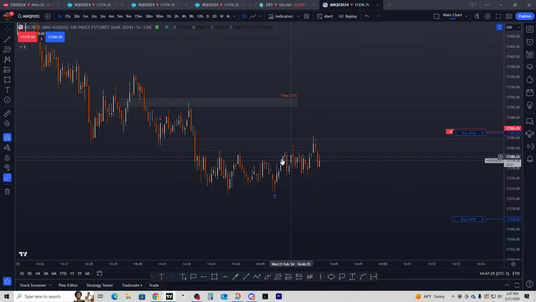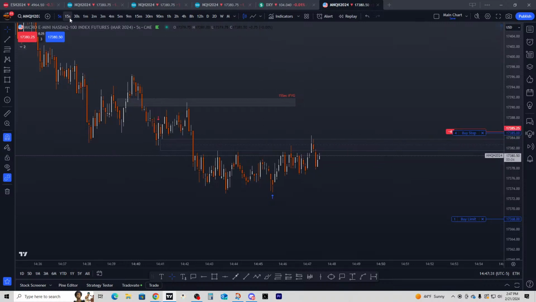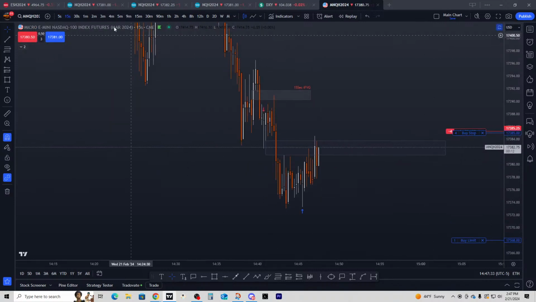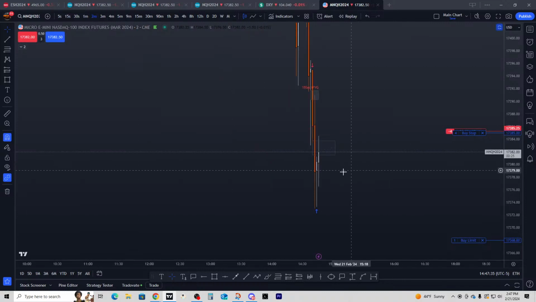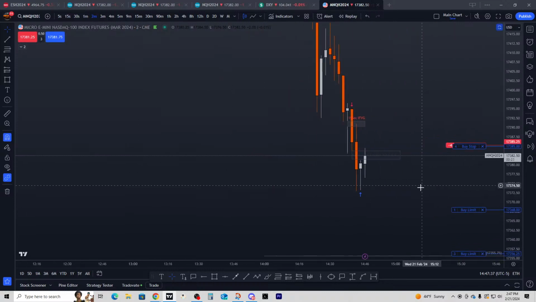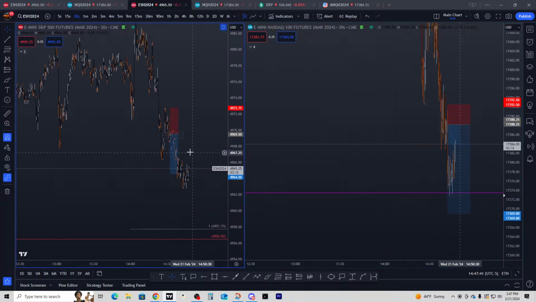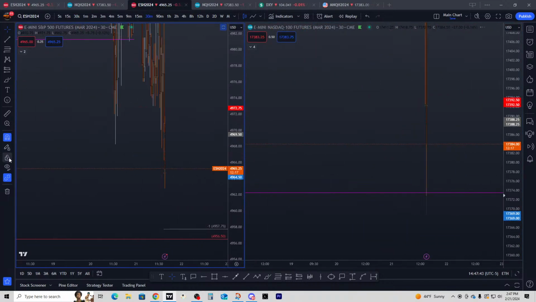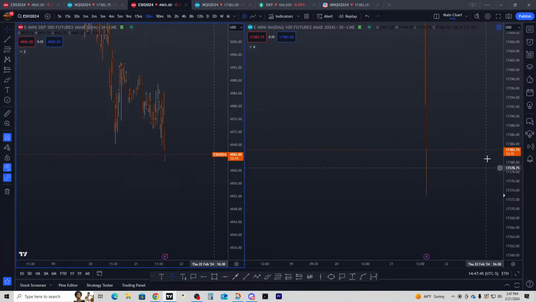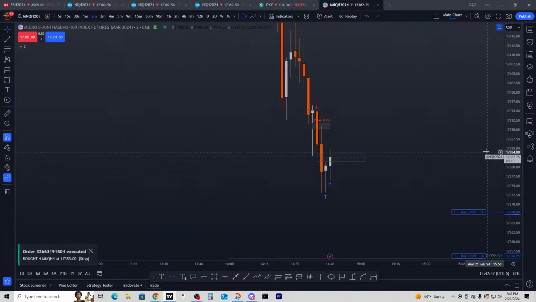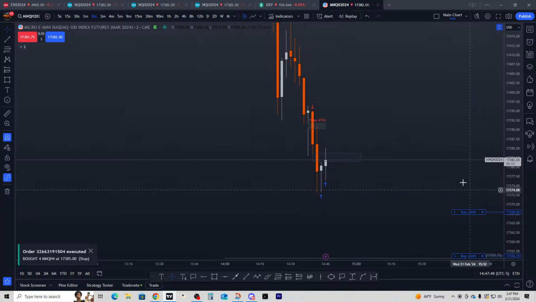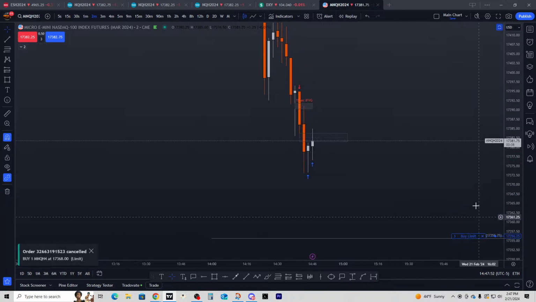5-second inverse here. Took out the internal high. Like I said, I don't really care what happens here. Okay, we just got hit out. Watch it go lower now. I don't really care. Cool. That was pretty cool.